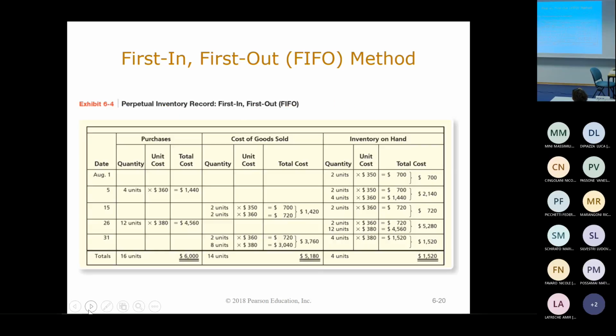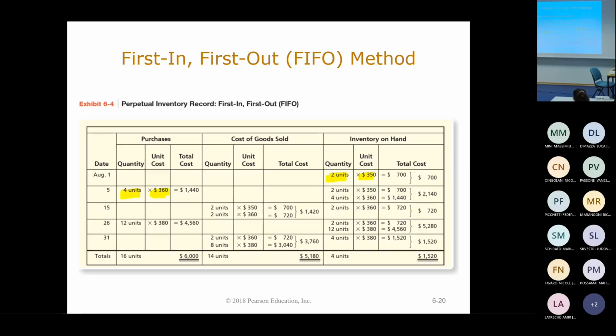Now, let's see an example, then we'll have our break. The assumption now is FIFO, so we don't know what we're selling exactly. Okay, so we apply this assumption. So remember the beginning inventory, that's here, was 2 units at 350. And then we purchase 4 units at 360. Okay, and then we have a sale, and we sell 4 units. Okay, so right now you have 6 units in your inventory, 2 at 350 and 4 at 360, and you sell 4 units.